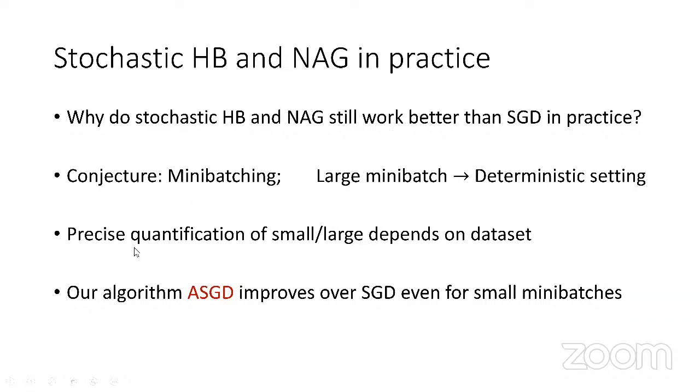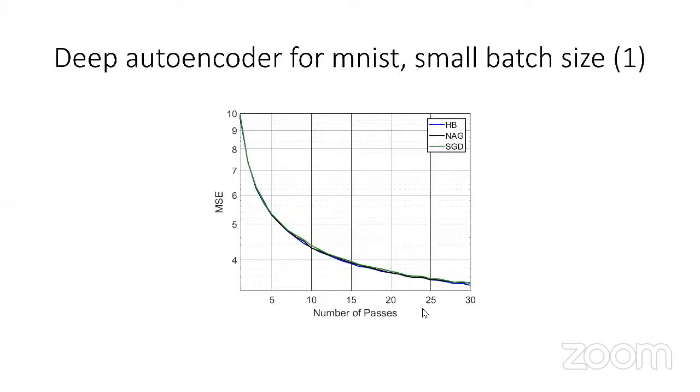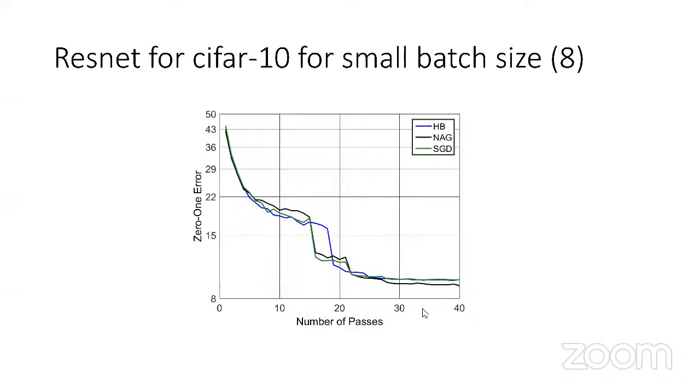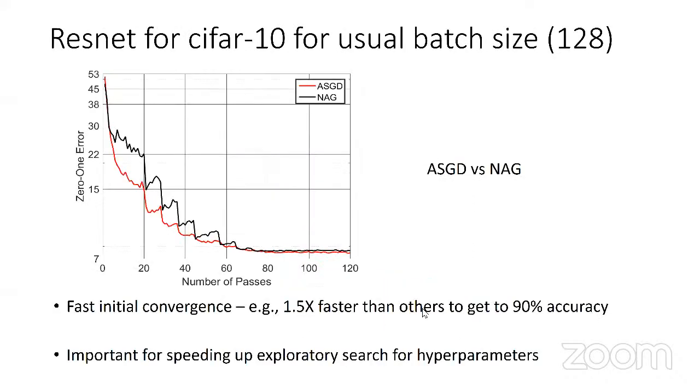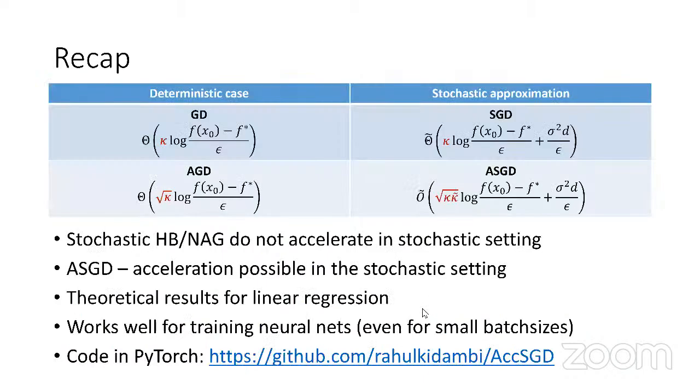The precise quantification of small or large depends on the data set and on the problem parameters. The key advantage of accelerated stochastic gradient descent is that it improves over stochastic gradient descent even for small mini-batches. We have some empirical results which show the improvement, but maybe I'll skip this in the interest of time.